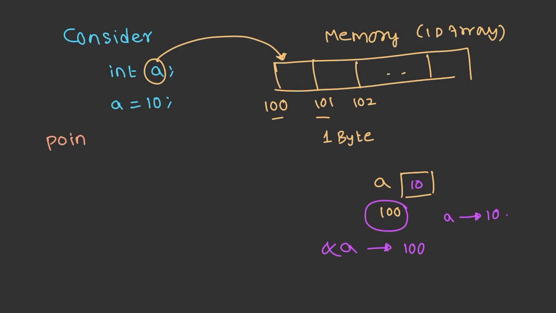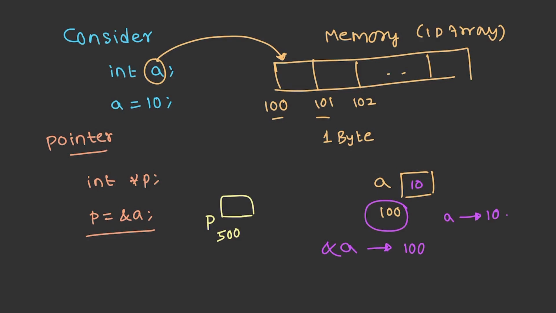Let's understand it with the help of a pointer. Consider an integer pointer p, and the pointer is pointing to a. This statement states that p is a pointer at some memory location, let's say for example 500, and it is pointing to a, meaning it has the address of a as its content. If we want the content of p, if we write p, it will give 100. If we want the value at the address held by p, we can write it as *p. *p gives us *100, which automatically decodes the value present at this location, which is 10.